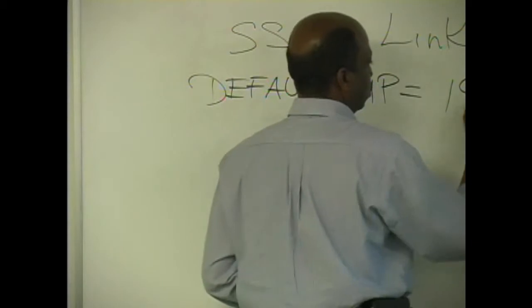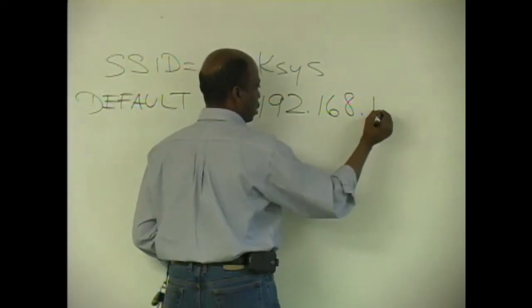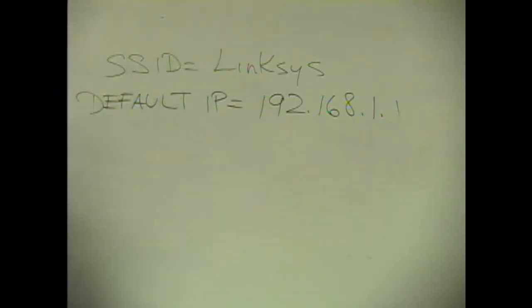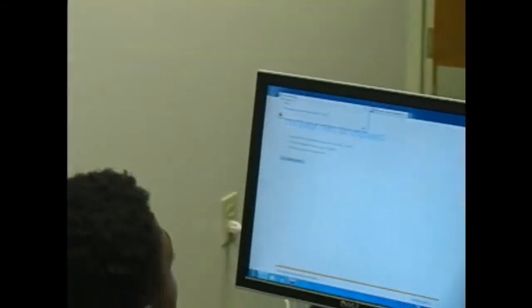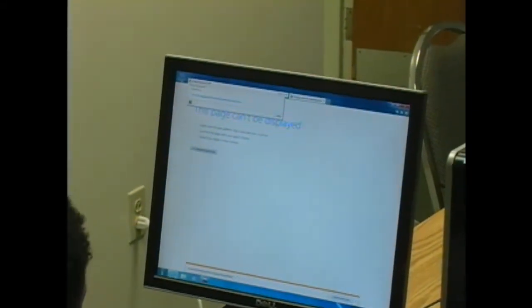It's 192.168.1.1. If you type that into the browser, and if it says Windows security, excellent. That's exactly it, you're there. And then hit enter.